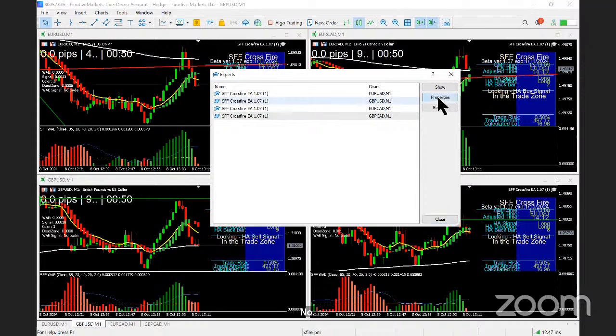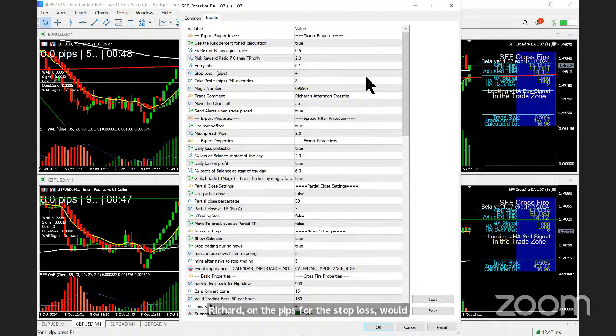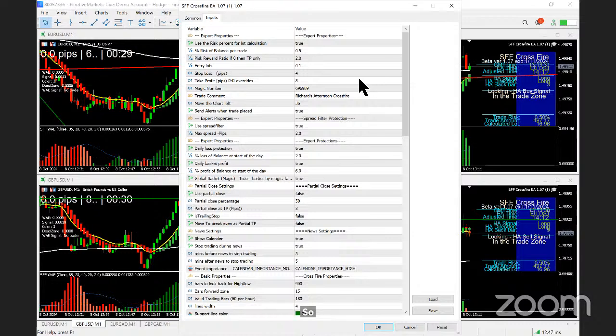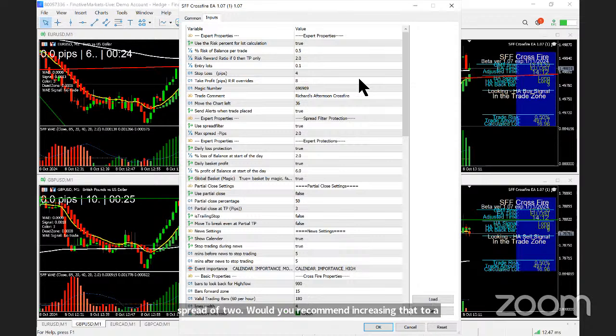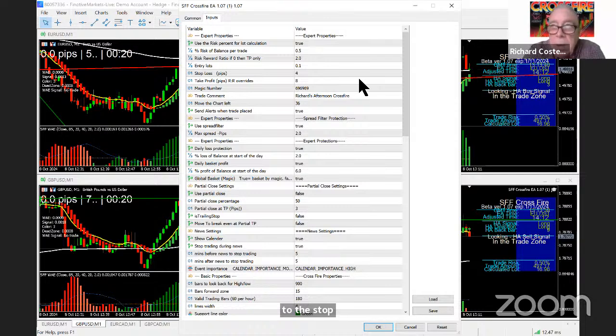Richard, on the pips for the stop loss, would you recommend, for instance, on our broker, if the New Zealand pairs are constantly running above 2, my New Zealand pairs will typically run 2.5, 2.6. With that being said, it would never qualify with a max spread of 2. Would you recommend increasing that to a 3 and then maybe just adding a pip to the stop loss, or what would you recommend there? Personally, I wouldn't recommend that, and I'll explain why.